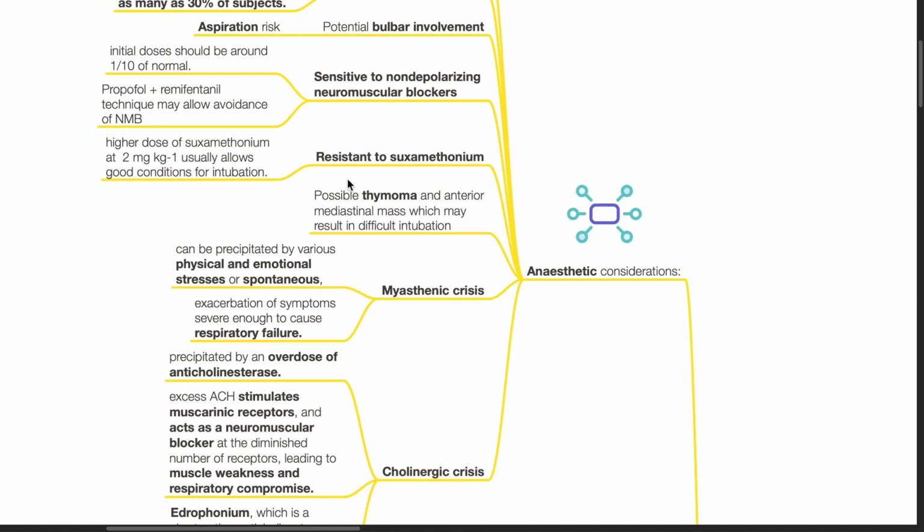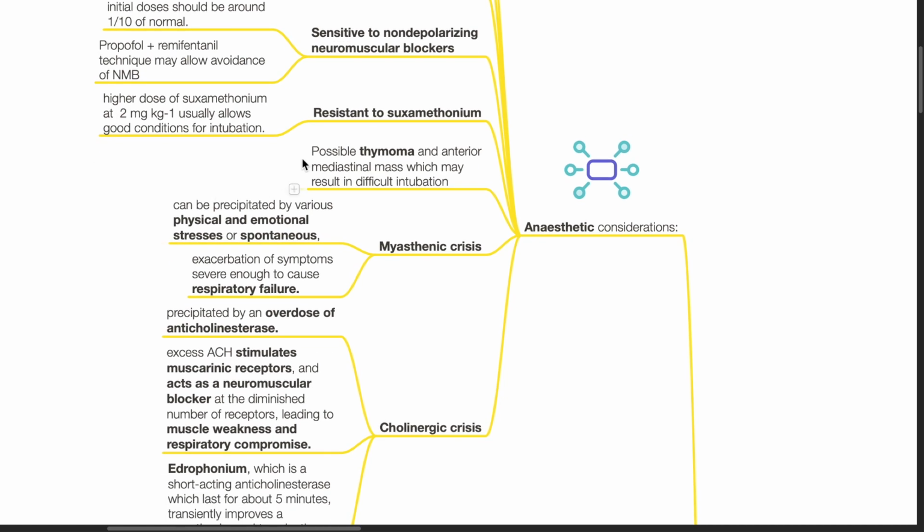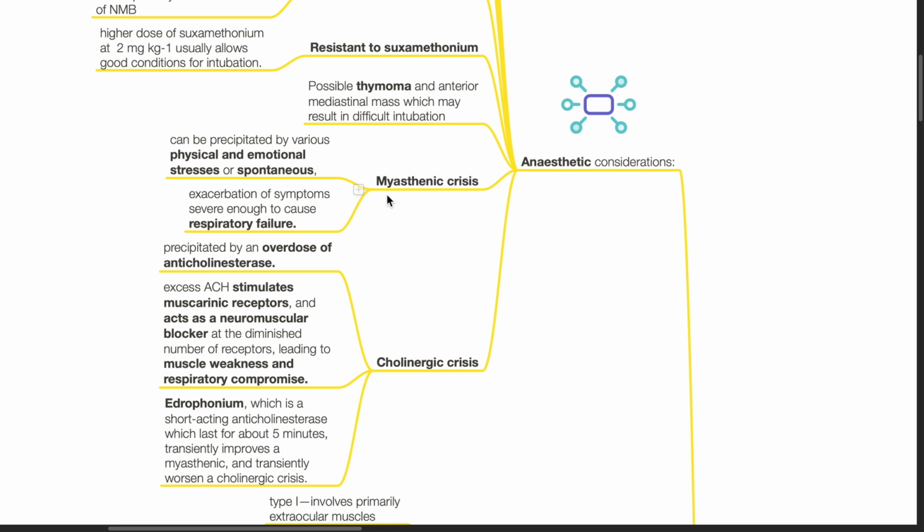There is resistance to suxamethonium, and a higher dose of suxamethonium at 2 mg per kg is usually needed to allow good conditions for intubation. Possible thymoma and anterior mediastinal mass, which may impede intubation. Myasthenic crisis can be precipitated by various physical and emotional stresses, or it could be spontaneous, and this results in exacerbation of symptoms severe enough to cause respiratory failure.